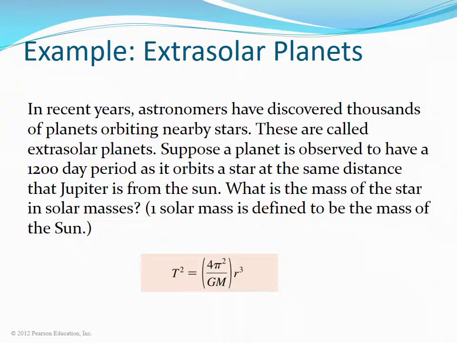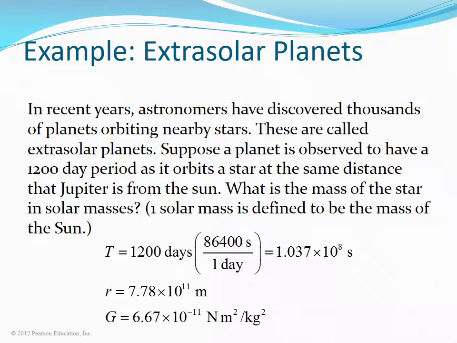We will use the general form of Kepler's third law. We know the period as 1,200 days, which is a little over 100 million seconds. The radius of the orbit is the same as that of Jupiter, which from the table is 7.78 times 10 to the 11 meters. The gravitational constant is known.